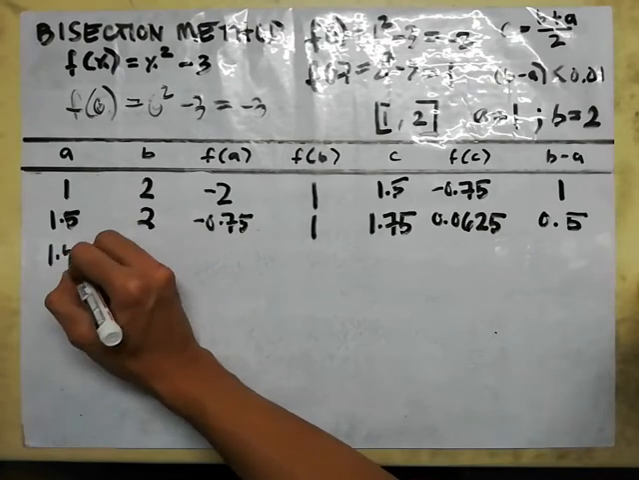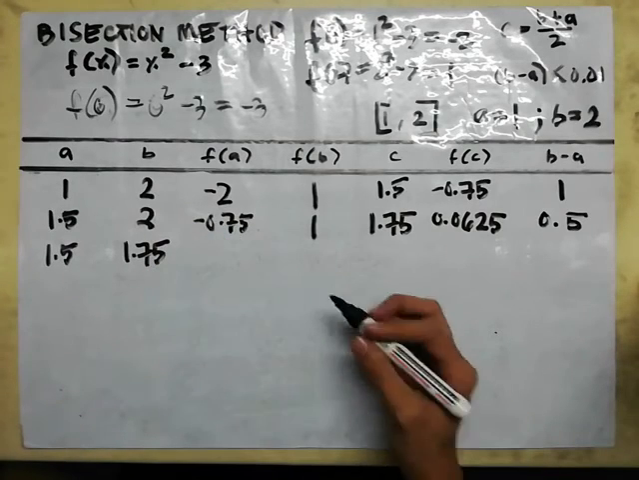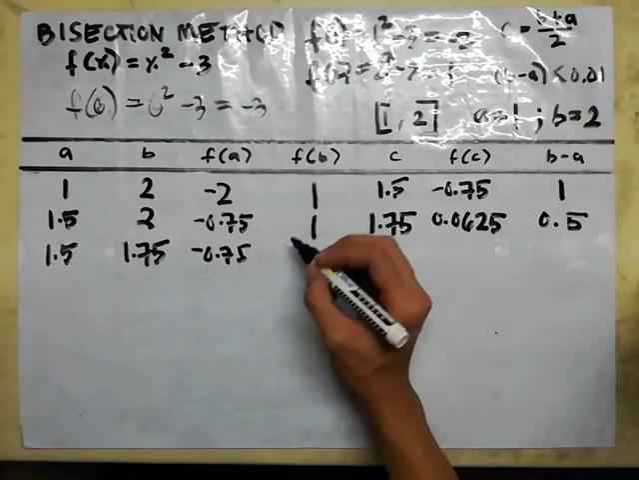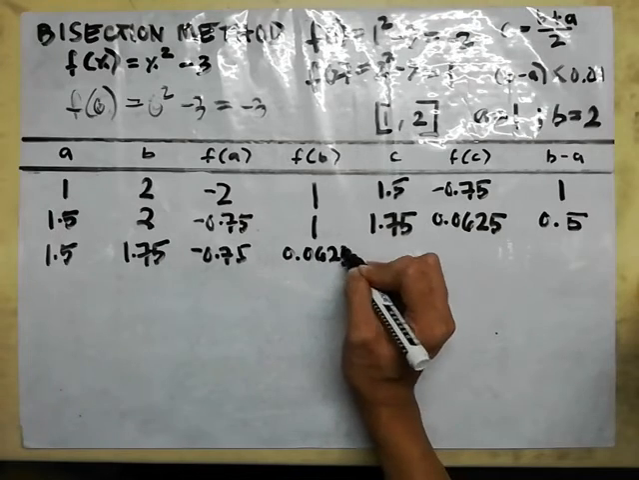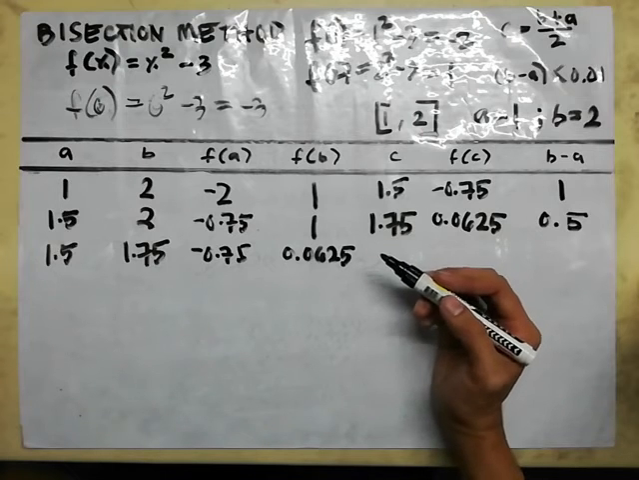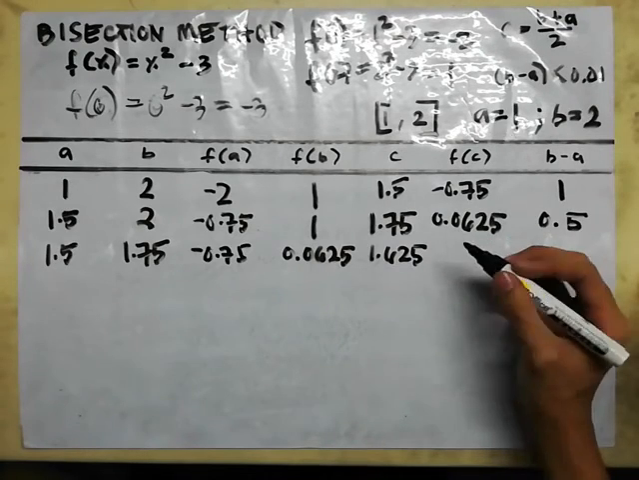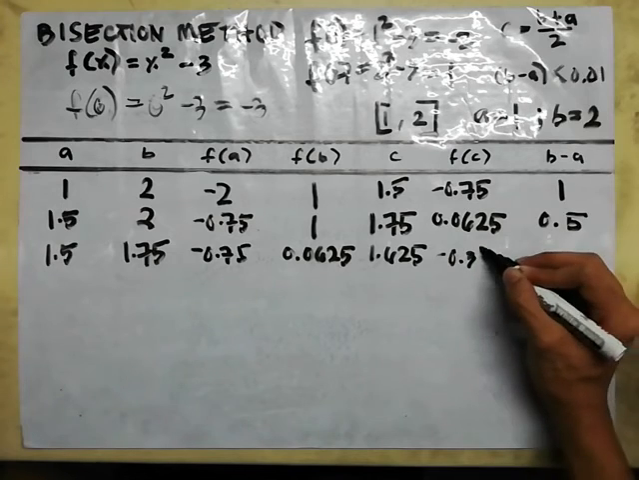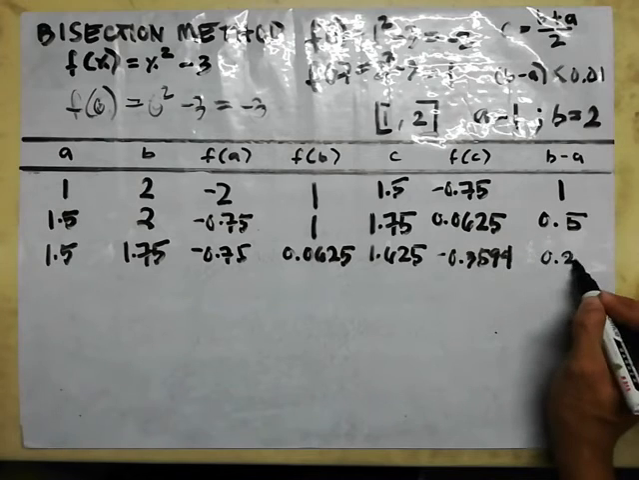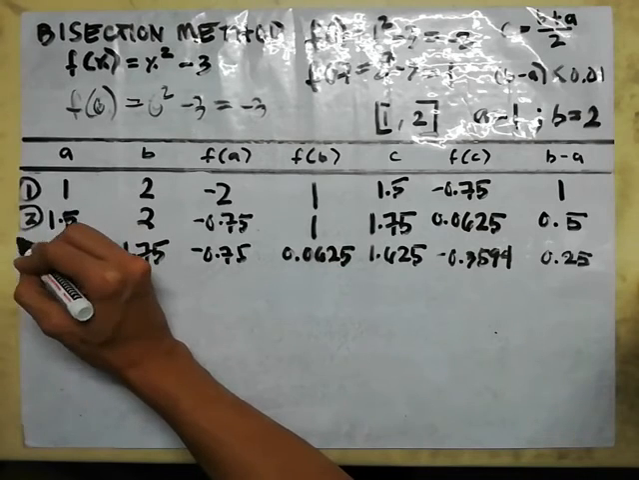So we have 1.5, then 1.75. The function of a is negative 0.75. The function of b is 0.0625. For c, we have 1.75 plus 1.5 all over 2, which is 1.625. For f of c, we have negative 0.3594. And for b minus a, we have 0.25. This is our first iteration, second iteration, third iteration.